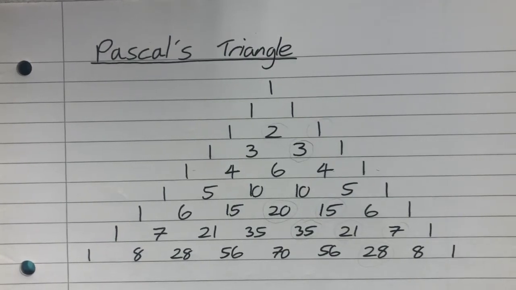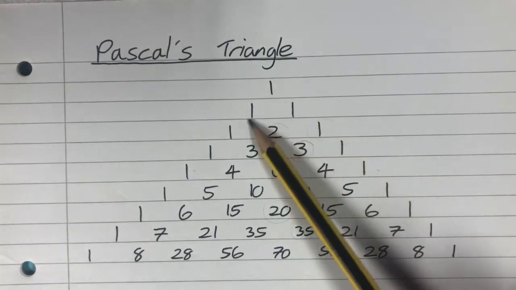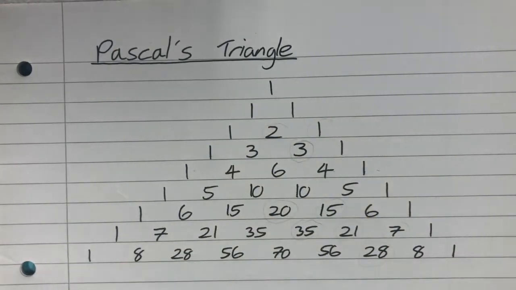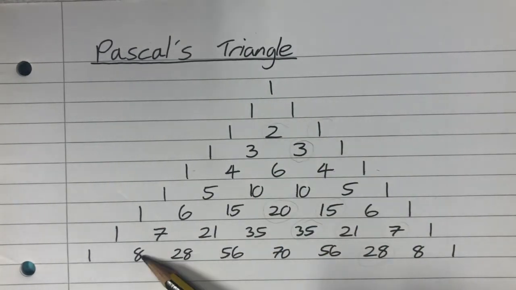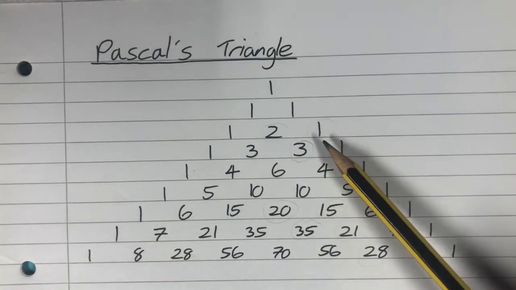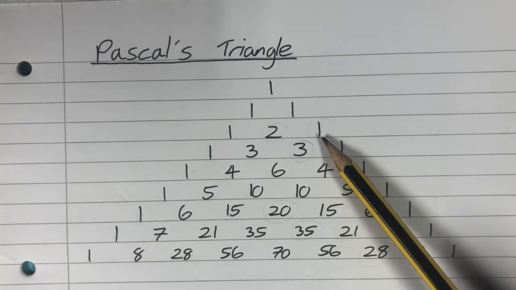And within Pascal's triangle, there are loads and loads of patterns. For example, we have the trivial pattern 1, 1, 1, 1, 1, 1, 1, 1, 1. But if you look down this row, we've got 1, 2, 3, 4, 5, 6, 7, 8. We've got all the integers. Down this row here, we've got what's called the triangle numbers.